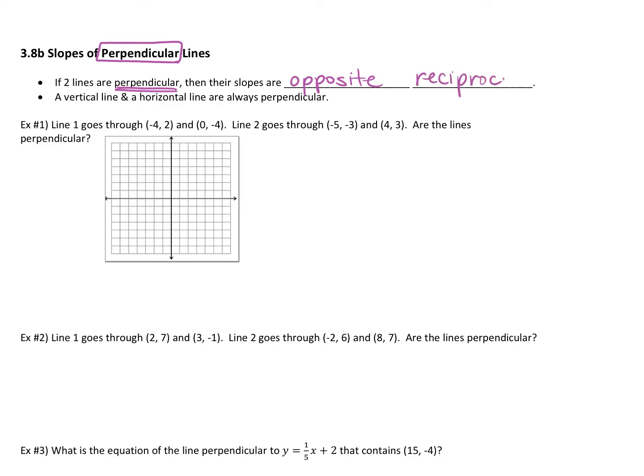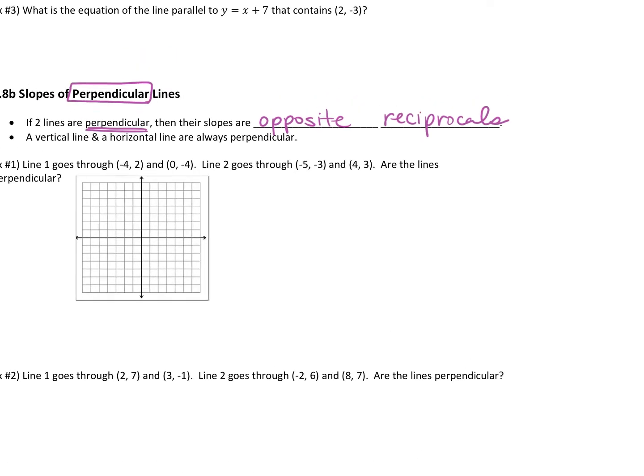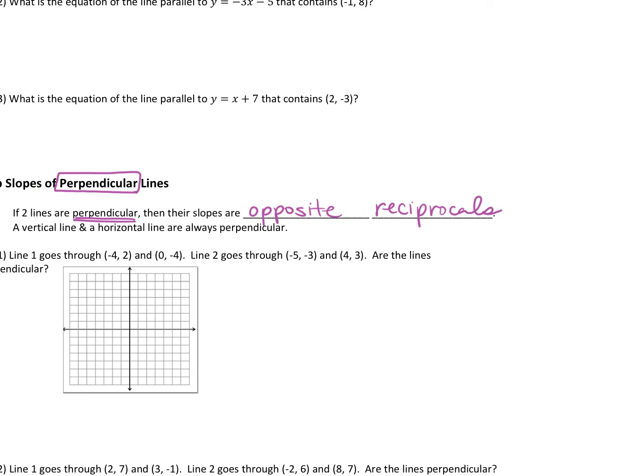Reciprocals. I've heard of this before. Okay, so here's what I need you to think about first of all. Wait, I remember this, from 8th grade. If I said, what is the opposite of 2? What would you say? Negative 2. What if I said, what's the opposite of negative 6? 6, okay? So opposite means your positive becomes negative or your negative becomes positive, okay?